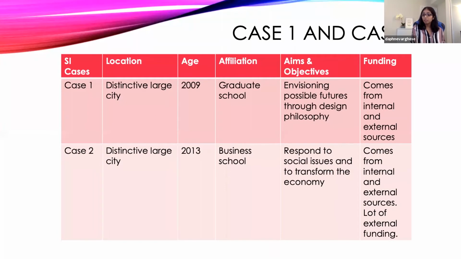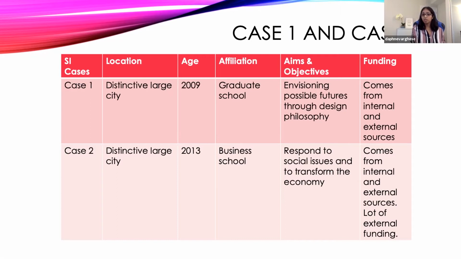So this is a little bit of information for you all to see regarding the dissections of the SI initiatives. I refer to the cases as case 1 and 2. Both cases are located in two very distinct cities in Canada. Case 1 is a little older, being established in 2009, whereas case 2 was established in 2013. Case 1 is affiliated with a graduate school, whereas case 2 is affiliated with a business school.